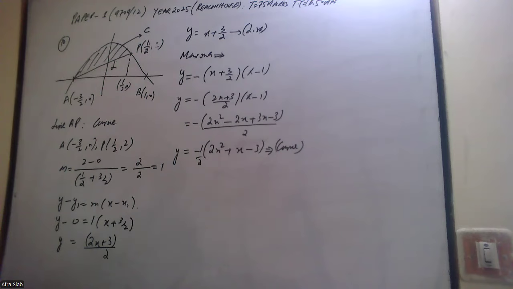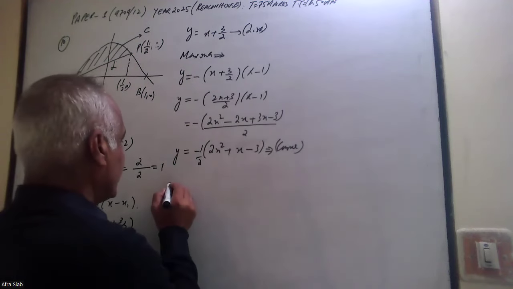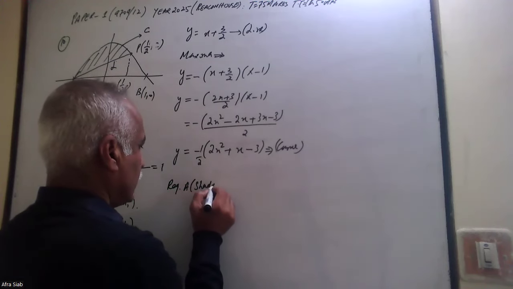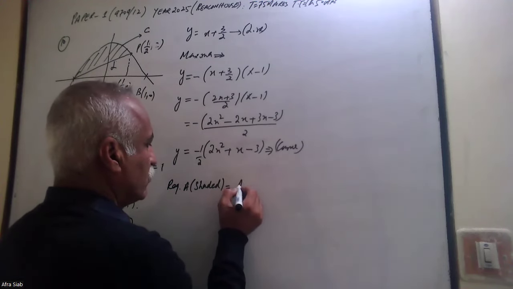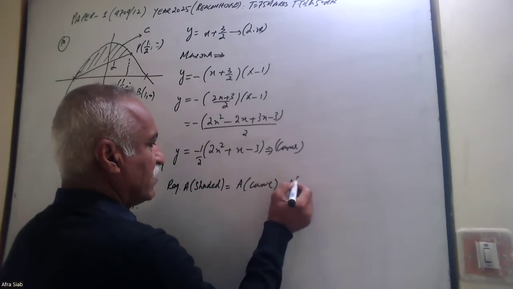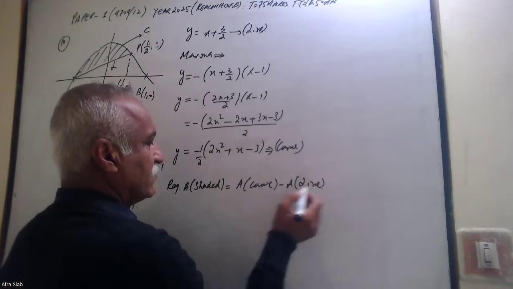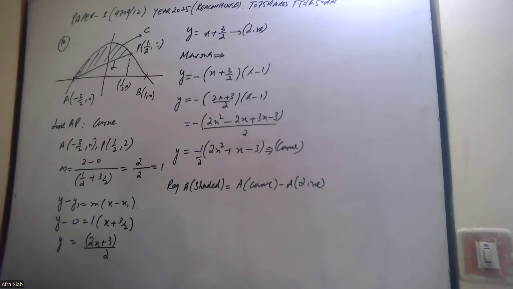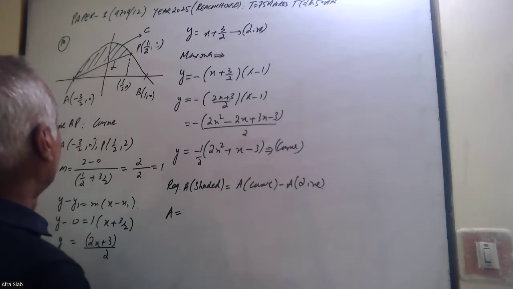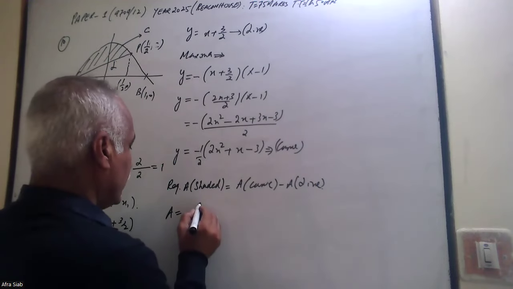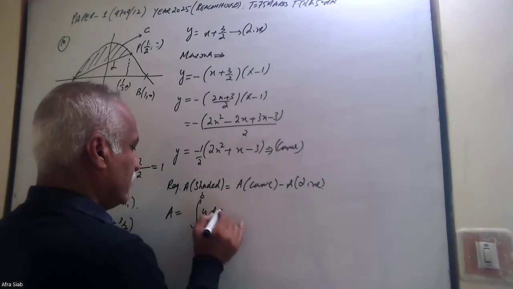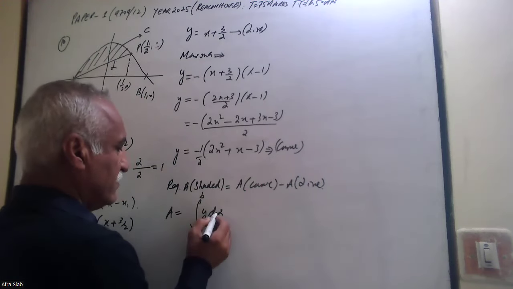So now we will find out the required area of the shaded region, which is equal to the area of the curve minus the area of this line within those limits. So this required area will be equal to, since the limits are given, the area formula y dx from a to b limits, because it is with respect to the x-axis here.